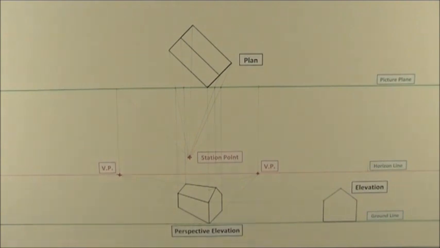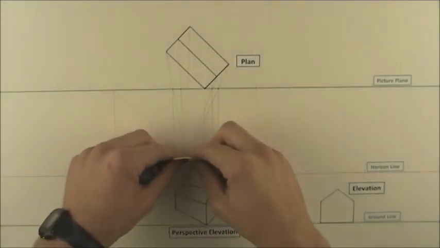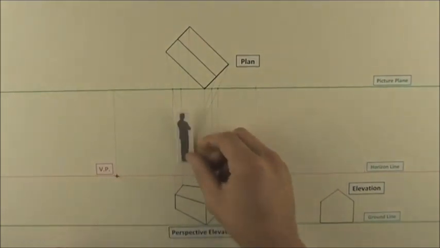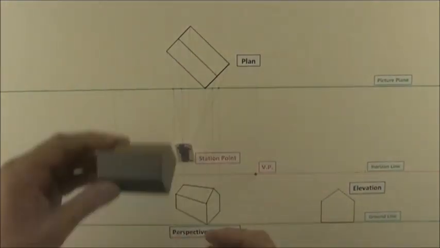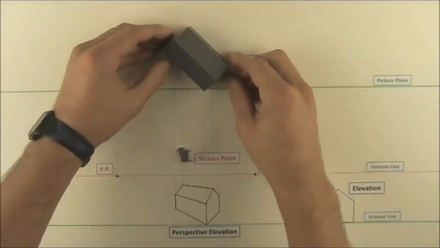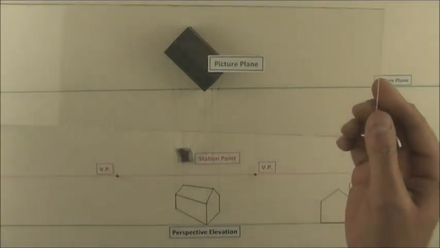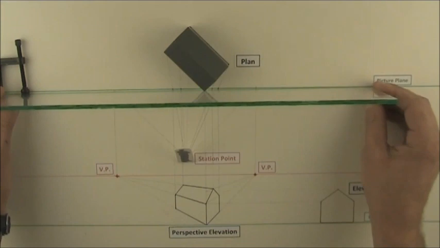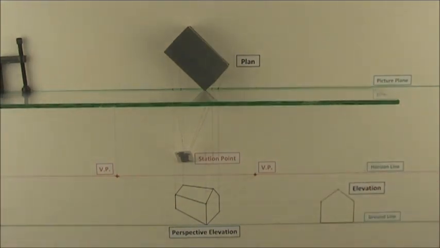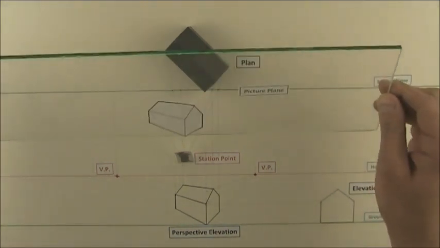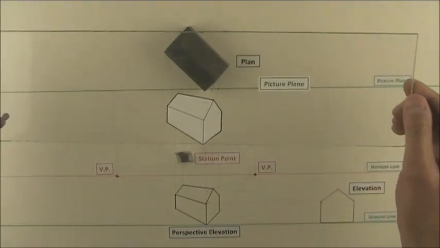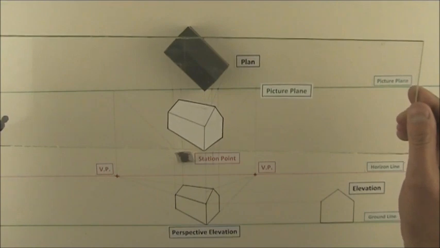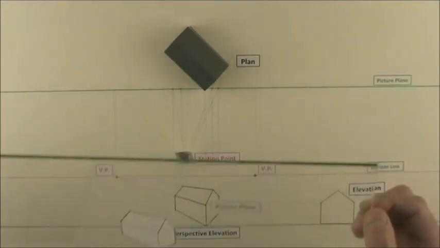Right, just to recap what we've been doing, let's go back and look at the observer looking from the station point. And what the observer is doing is looking at this block here, and I just want to go over the fact that the picture plane, the imaginary plane, sits vertically in front of the plan like that, and the observer looking at the picture plane, what he sees is what we've just drawn, which is that perspective elevation of the block.